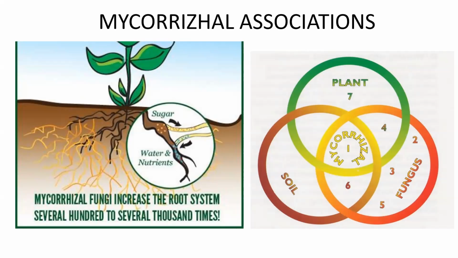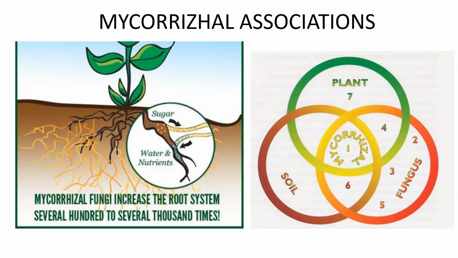So whichever plant has mycorrhizal associations, they grow very well, they show very good yield, okay, and the plant itself looks very healthy when compared to plants without the association of fungus. So see, mycorrhizal fungi increase the root system several hundred to several thousand times. That is, the fungus itself forms additional roots in the plants. So that's why the plants can grow very well, because the fungi act like root hairs.